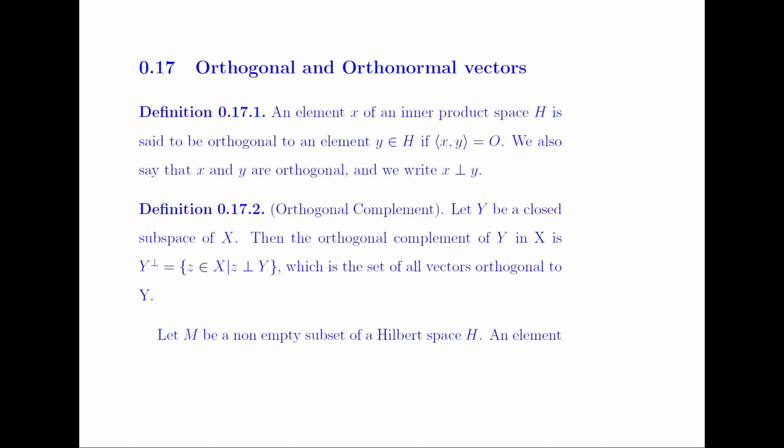So, an element X of an inner product space is said to be orthogonal to an element Y belonging to H if the inner product of X comma Y is equal to zero. So here we say that X and Y are orthogonal and we write X is orthogonal to Y.